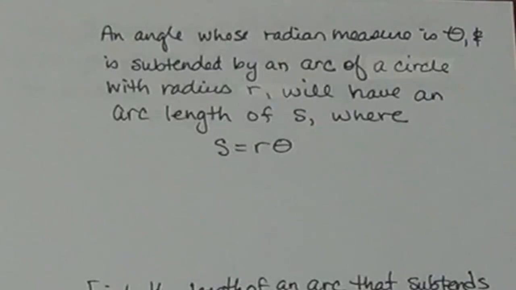An angle whose radian measure is theta and is subtended by an arc of a circle with radius r will have an arc length of s, where s is equal to r theta. So given any angle in its standard position, we can find our arc length, or the distance around the outside of the circle, by finding our radius and the angle in radians and multiplying those two together.